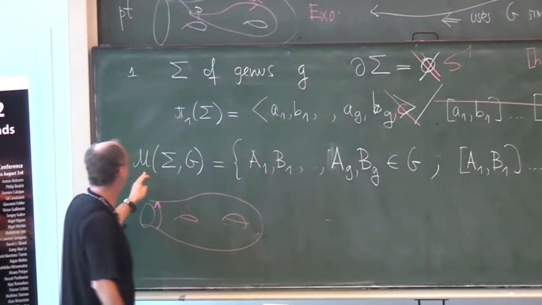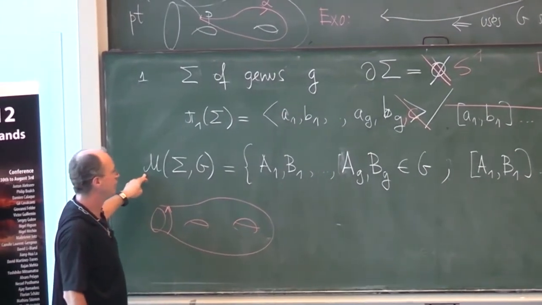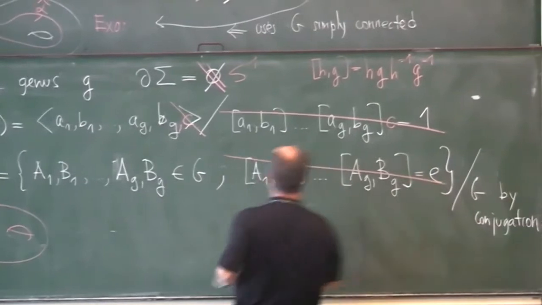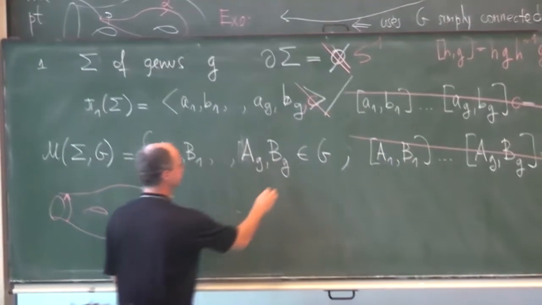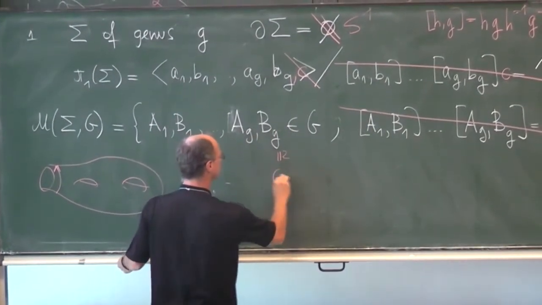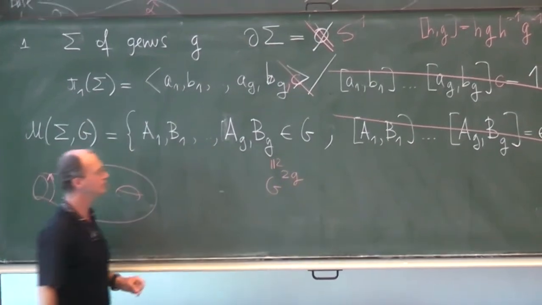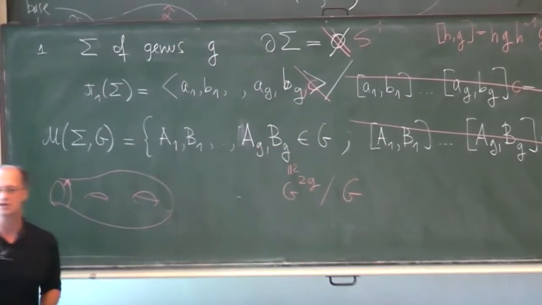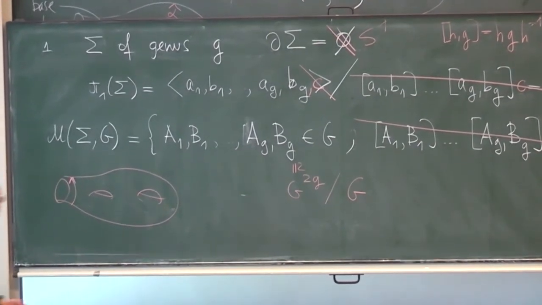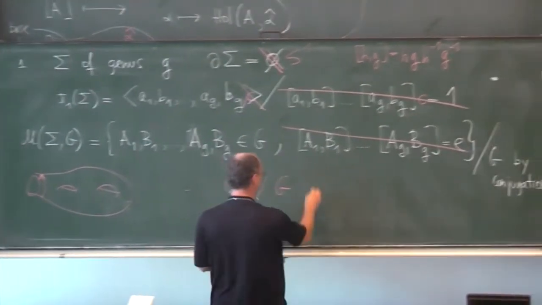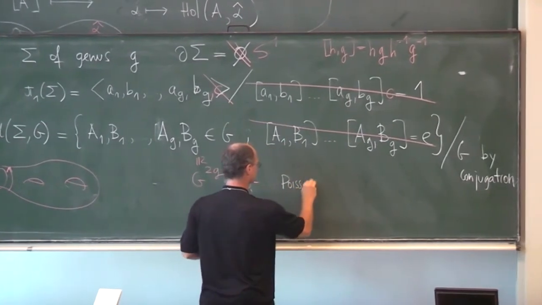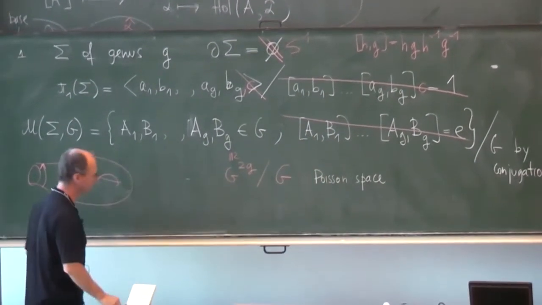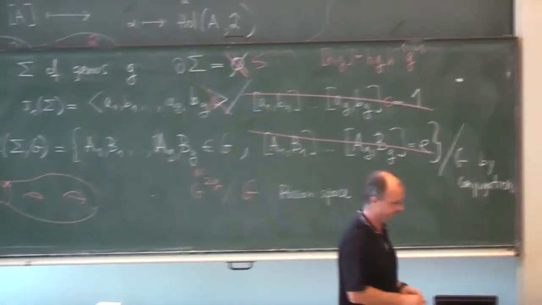Well, so this means that for the moduli space of flat connections, we just forget the relation and get 2G copies of G divided by the action of conjugations. So this is a Poisson space that we obtain. So it's G to the power 2G divided by G.